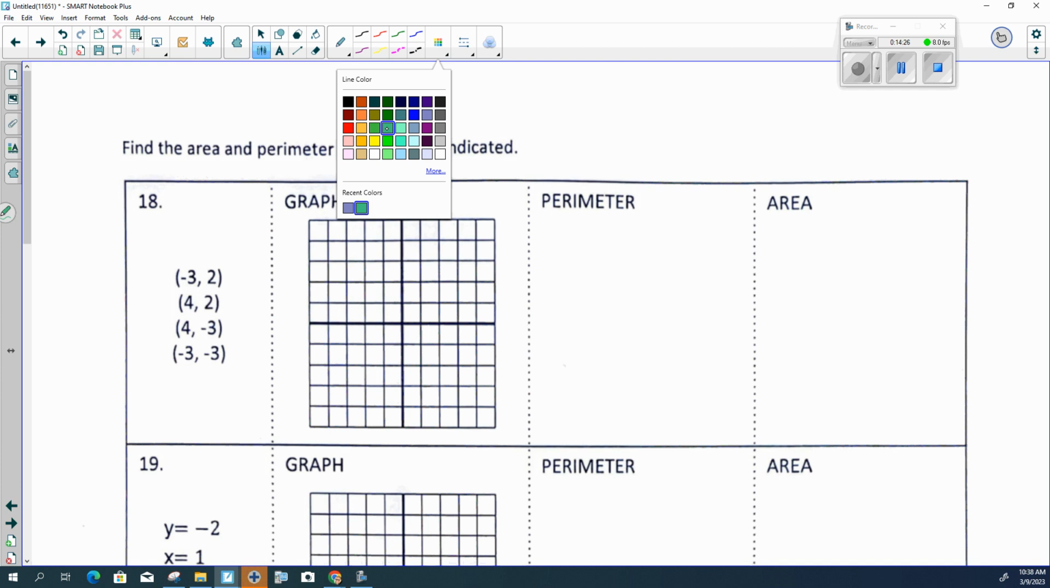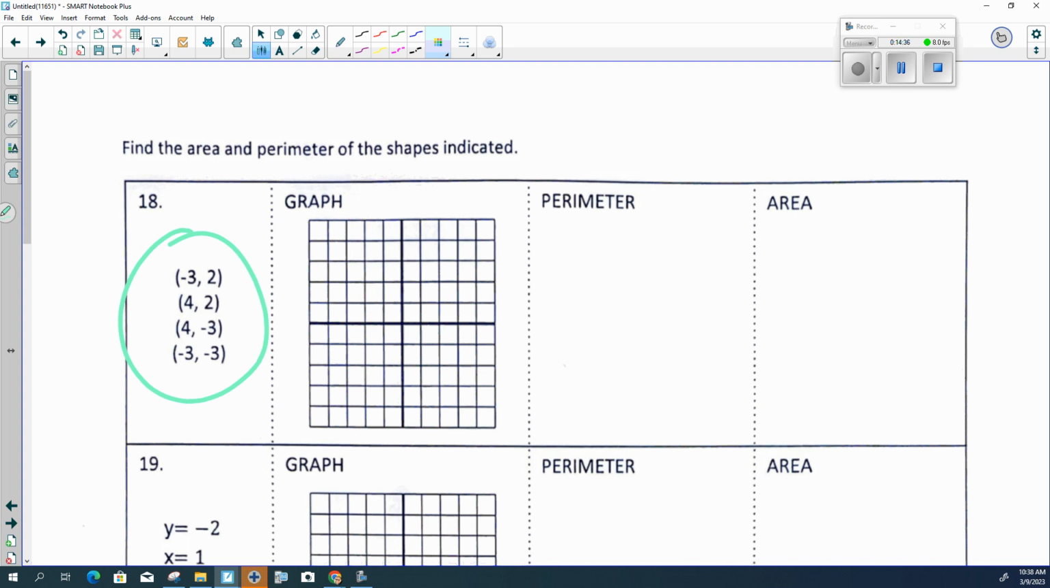So it says, why are you doing that? It says specifically to find the area and perimeter of the shapes indicated. This one's going to be some type of a quadrilateral, so let's graph those. I think it's hard to see the origin on these graphs, so I'm going to put a little dot there so my eyes can go back to it easily.